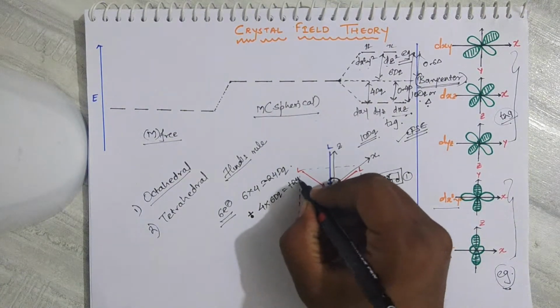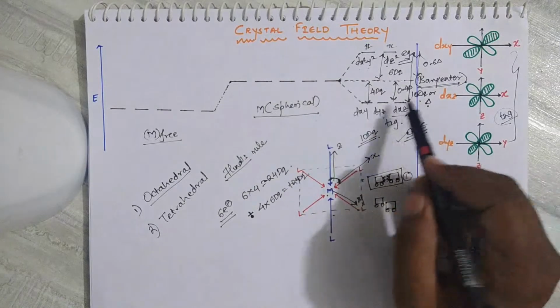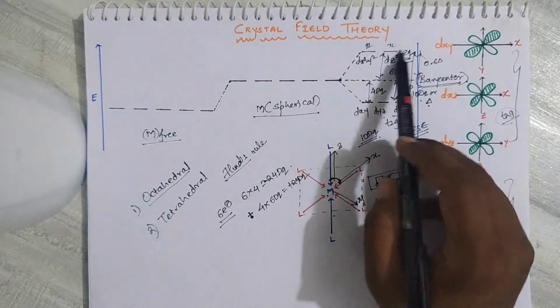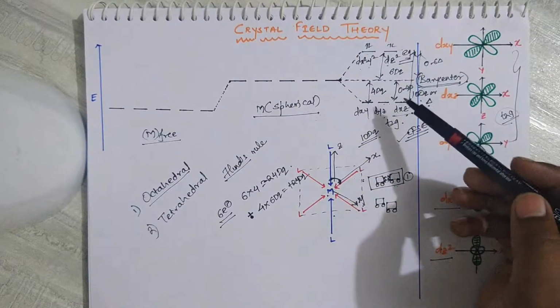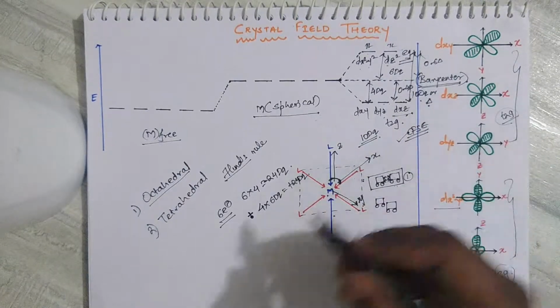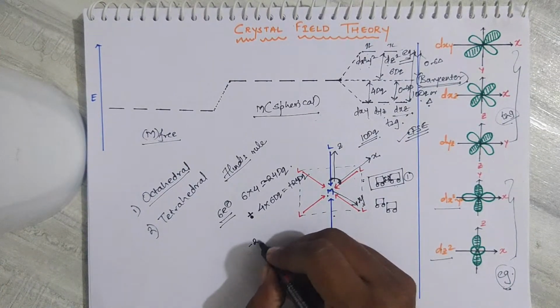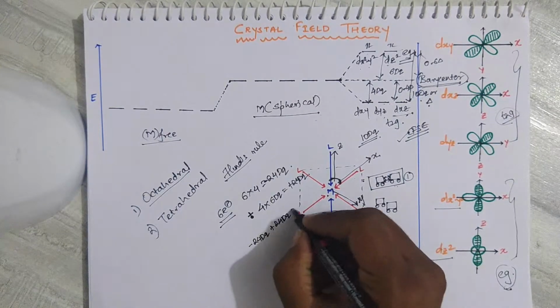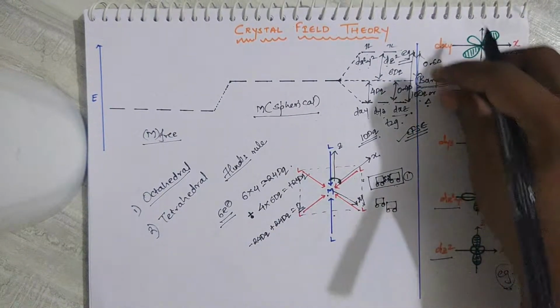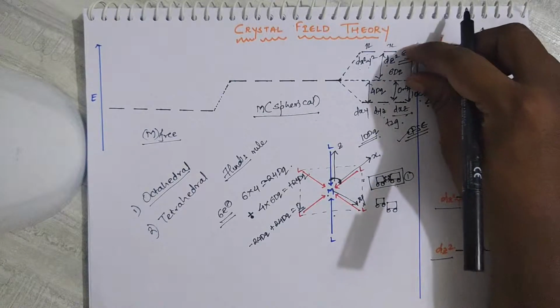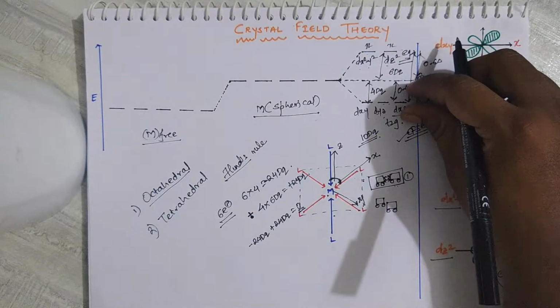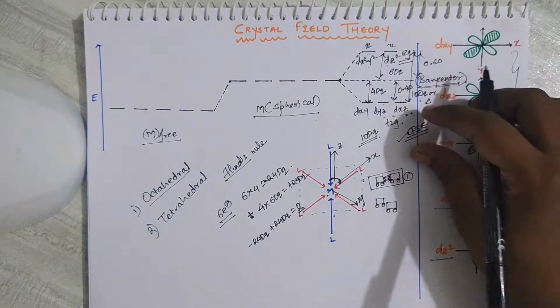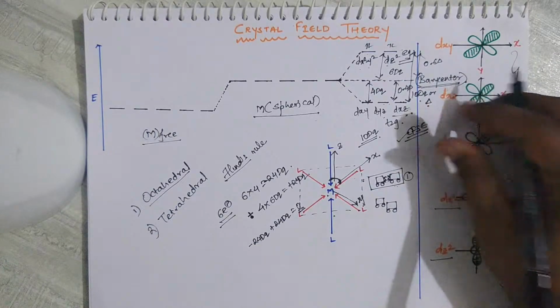plus 24 Dq. So if you fill all the electrons, 1, 2, 3, 4, 5, 6, 7, 8, 9, 10, in the complex, obviously if the central metal atom has that many electrons, you are going to have minus 24 Dq plus 24 Dq, which makes the barycenter equal to 0. So basically that's how this is distributed, why this is a 6 Dq gap and why this is a 4 Dq gap. I hope this makes octahedral complexes very clear.